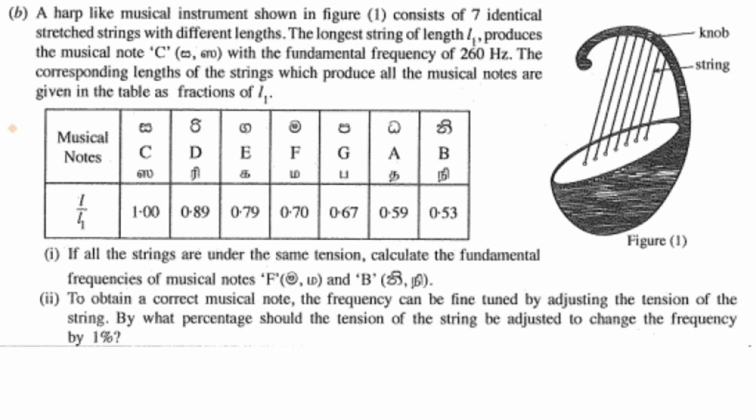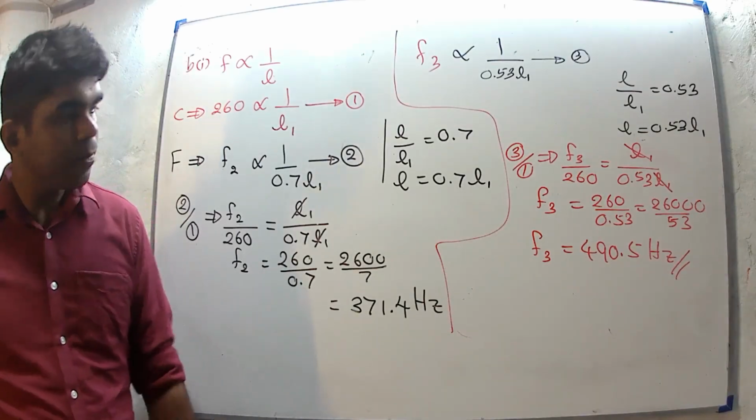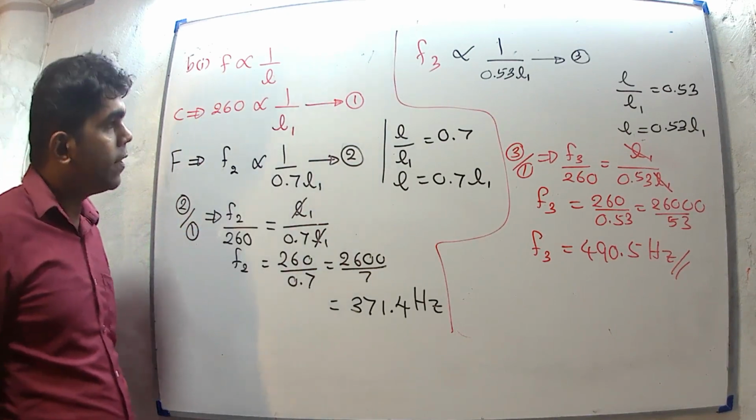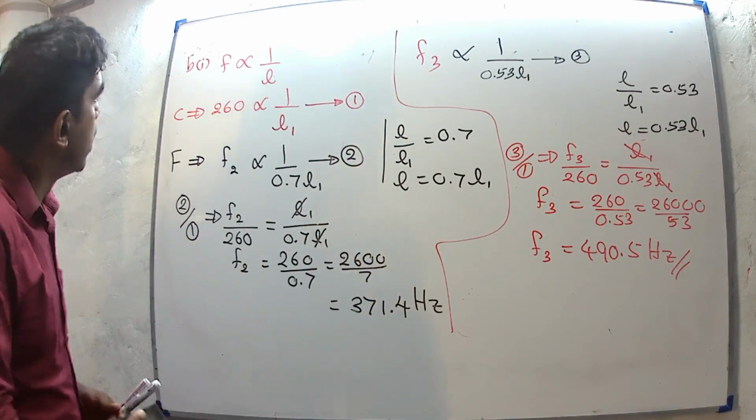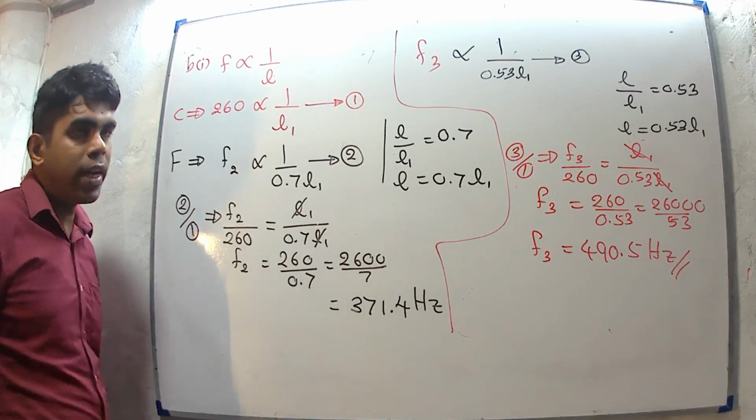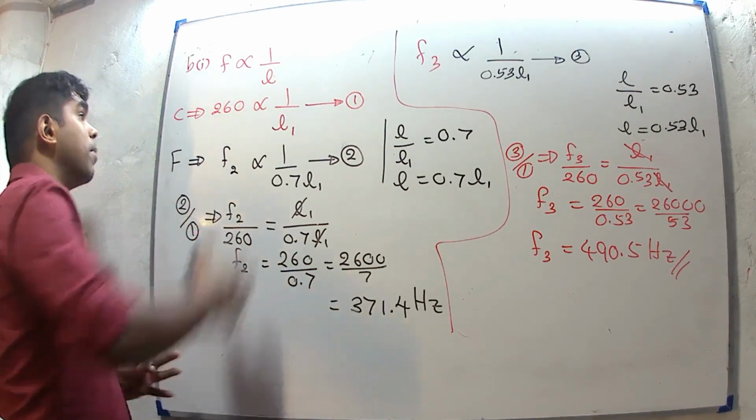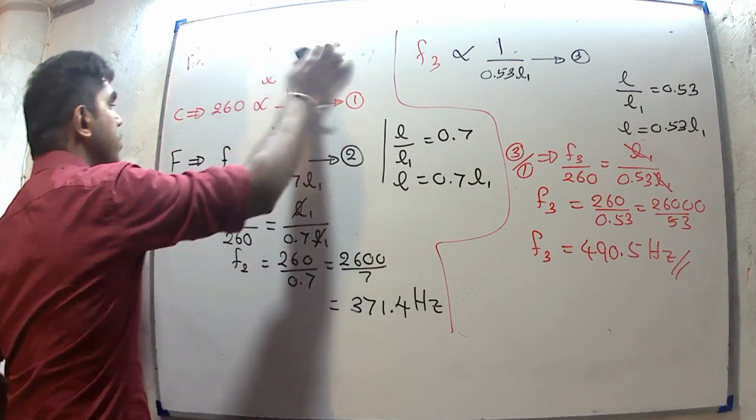To obtain a correct musical note, the frequency can be tuned by adjusting the tension of the string. By what percentage should the tension of the string adjust to change the frequency by 1%? We can use again the relationship we have obtained for the nth harmonic. I will write it again.